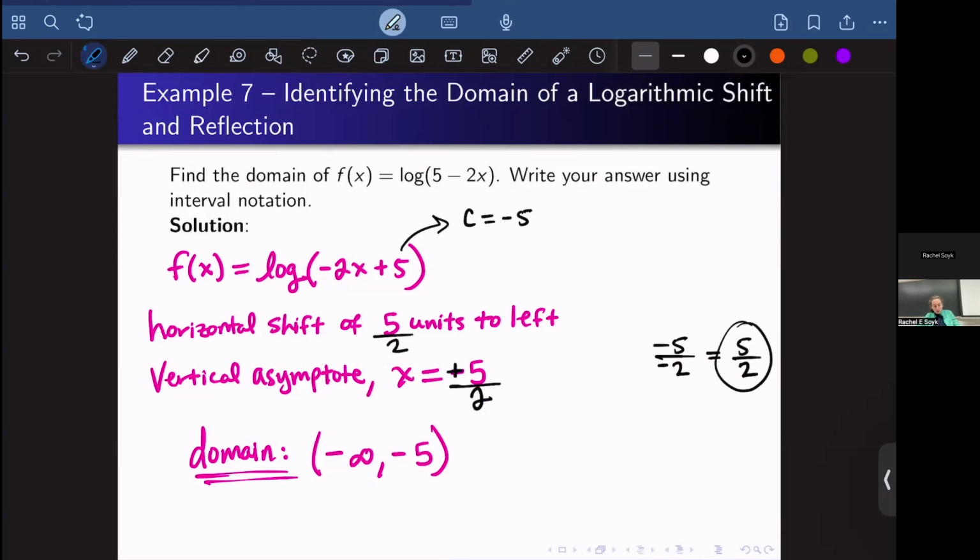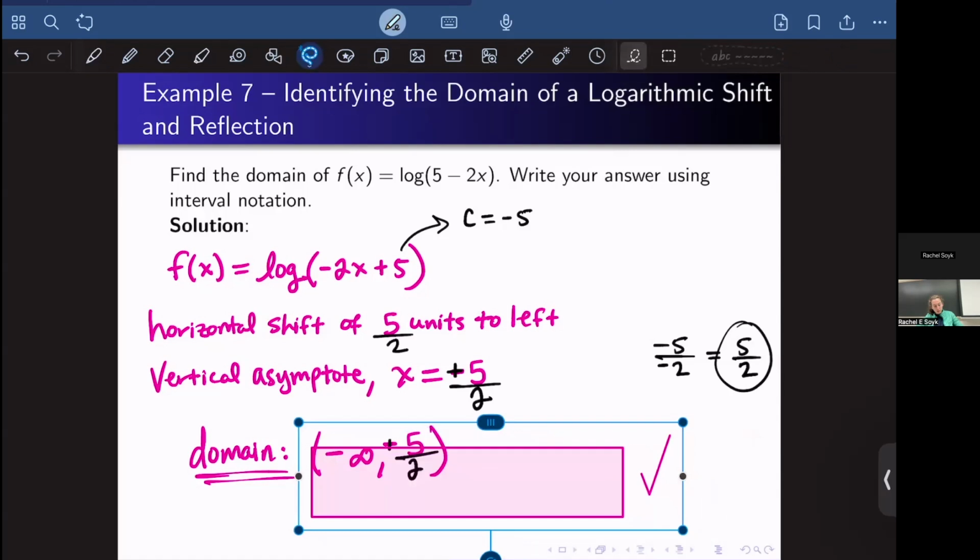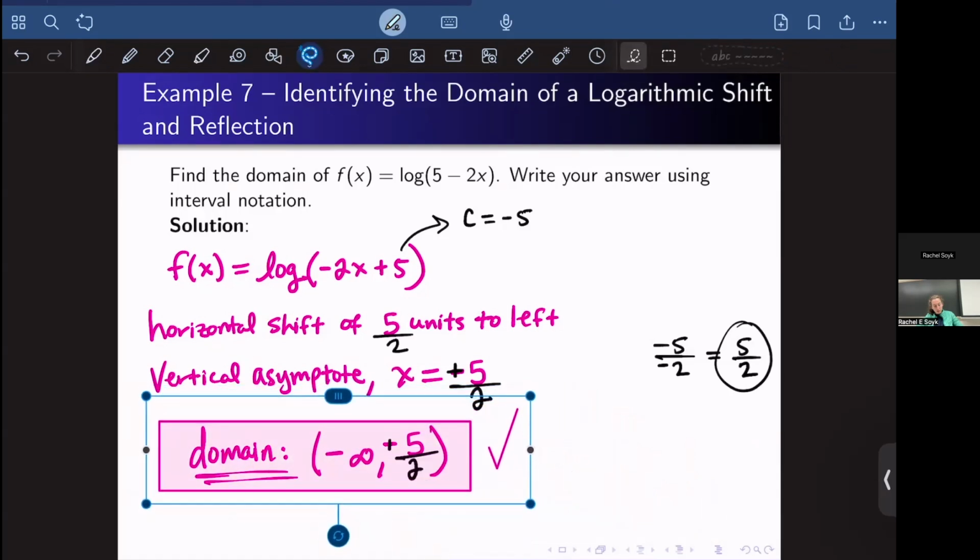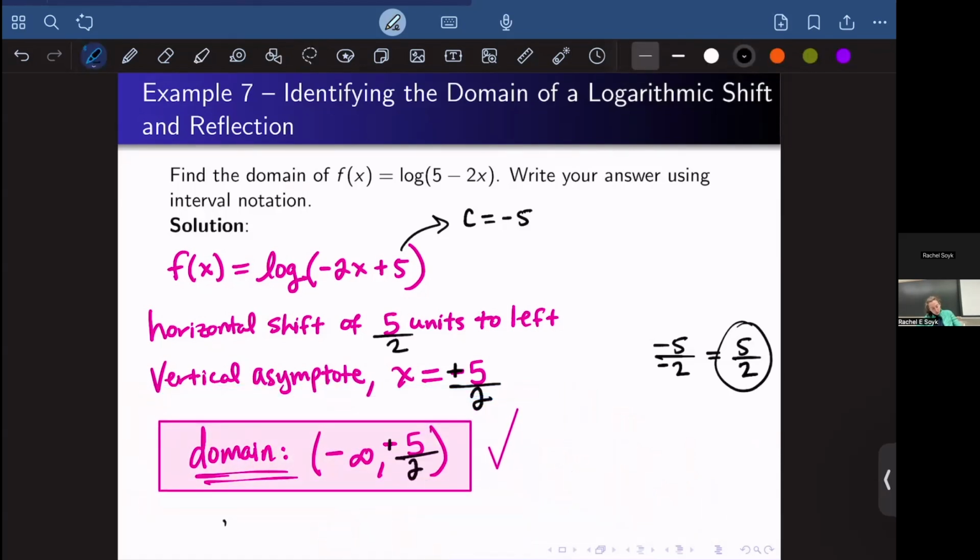Which means our domain is -infinity up to 5/2. And you can write this as positive 2.5 as well. That may make it easier if you have to graph it out. But so, yeah. And I'll write it the other way as a mixed fraction as well.